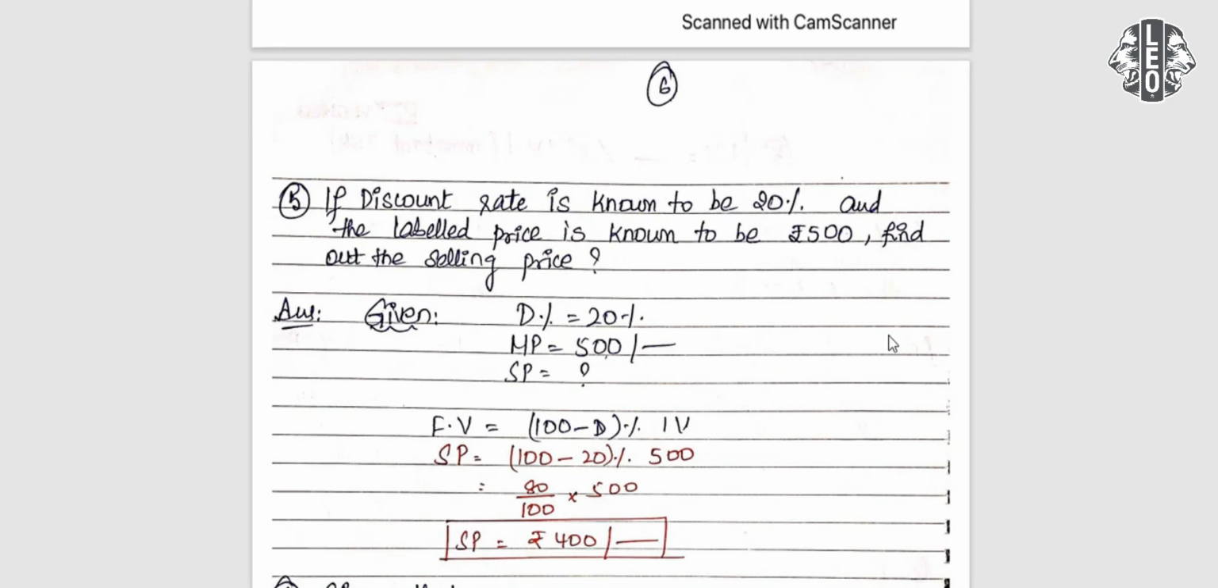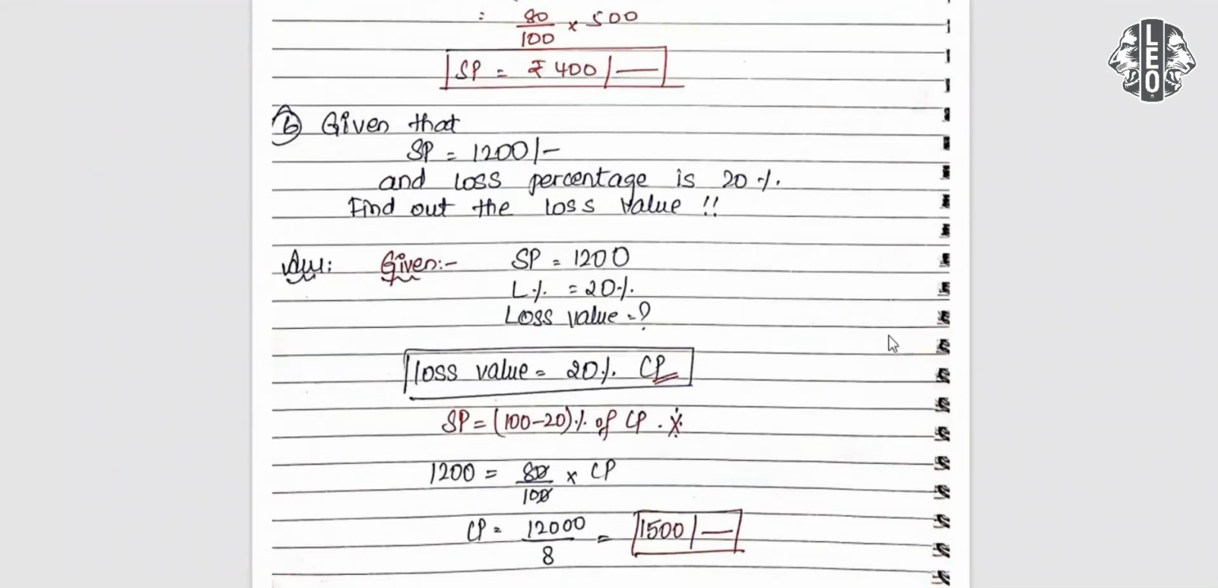Okay. So the next question is, the selling price is 1200. Loss percentage is 20%. Now you want to find out the loss value. What is the loss? You want to find out the loss value. So you just write down the loss value skeleton.